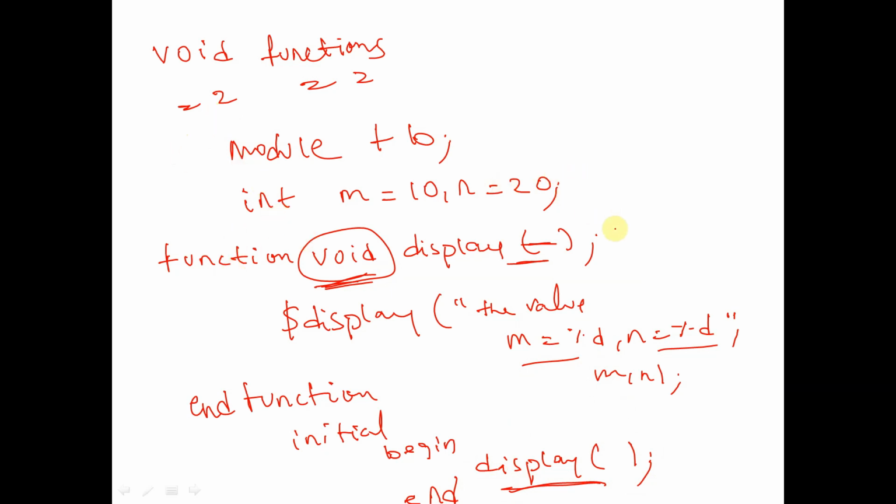This function is not returning any value. This type of function is called a void function. These functions are not possible in case of Verilog. So this is the concept of void functions. Now let's see non-void functions. In case of a non-void function, we will not use the keyword void. If we want a void function, then we will use the keyword void.